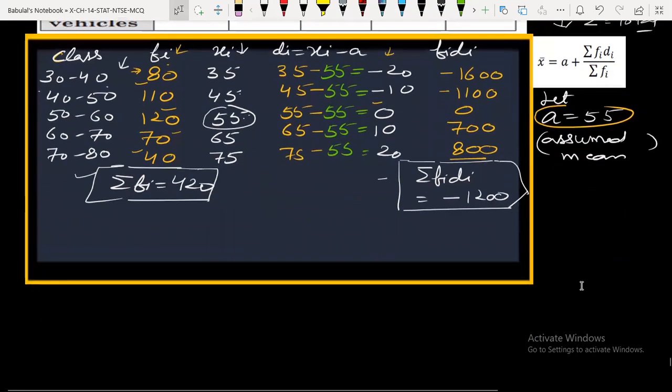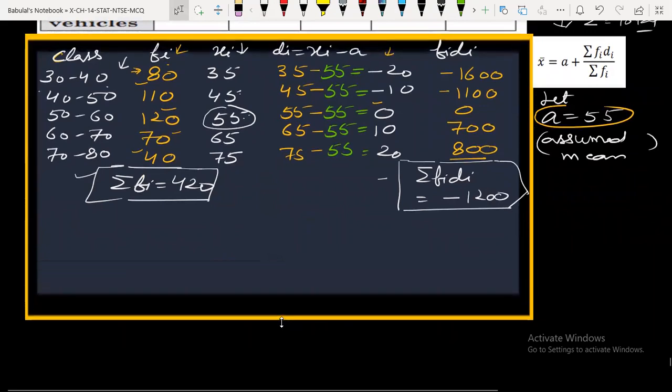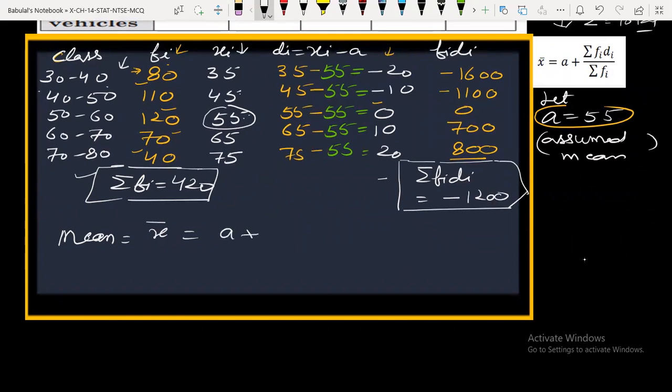First write down the formula. एग्जाम में आप प्लीज डोंट फॉरगेट राइटिंग द फॉर्मूला. फॉर्मूला के मार्क्स होते हैं तो आपको लिखना चाहिए. Now the mean, the symbol is x bar, equals a plus total fi di upon total fi. ये इसी से डिवाइड होता है.